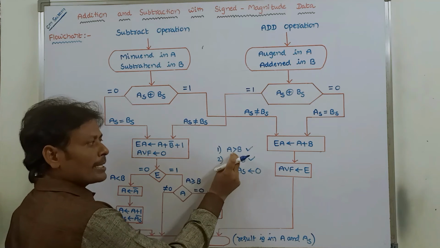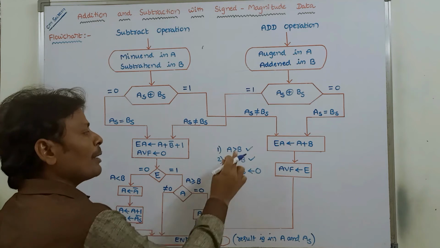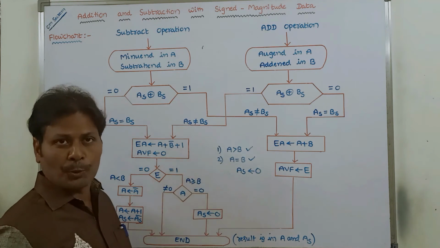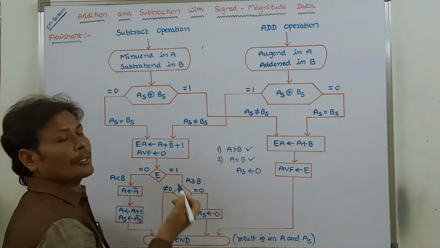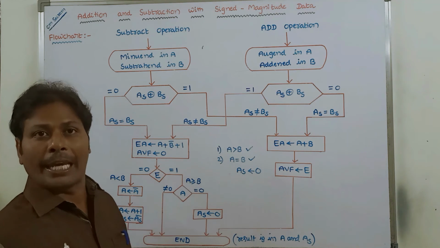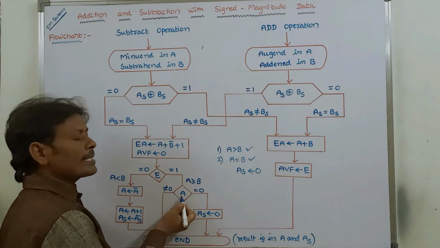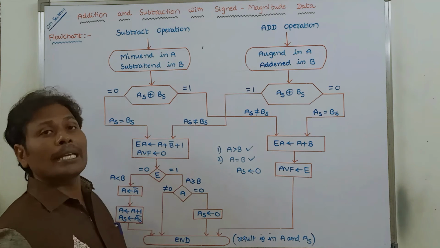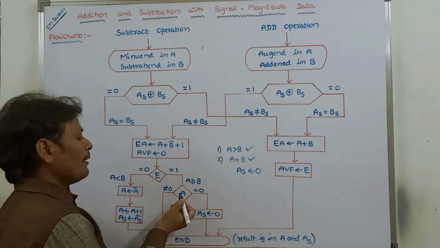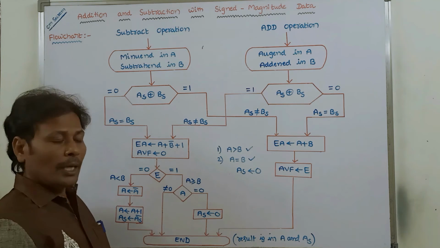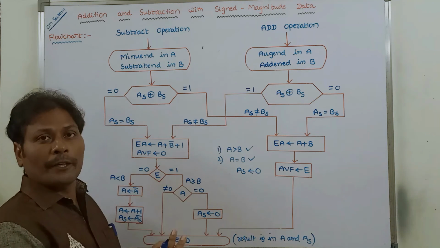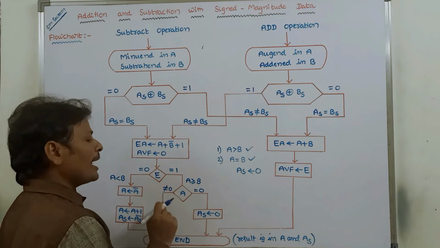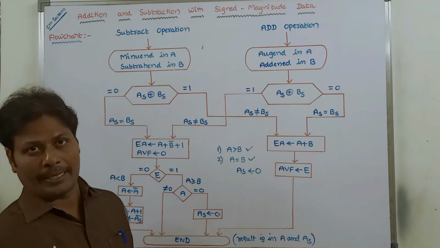When A is greater than B, whenever we are performing the subtraction operation, we may get a positive result. That positive result is stored in register A. So, register A contains some positive result. At that time, we can say that A is not equal to 0. Whenever A is not equal to 0, we do not do any modification. The result is stored in register A and its sign bit is stored in AS.